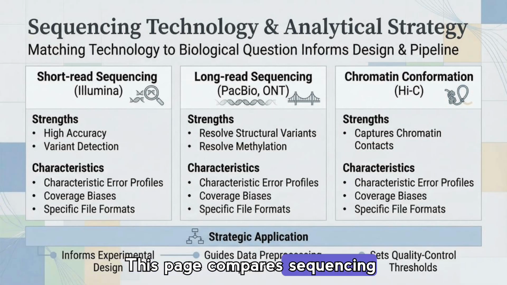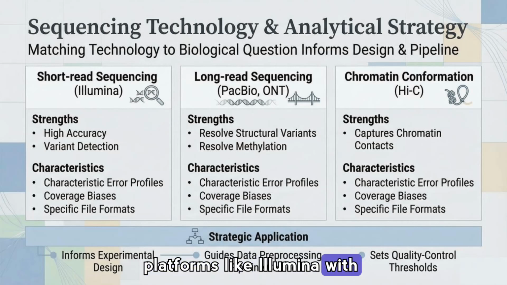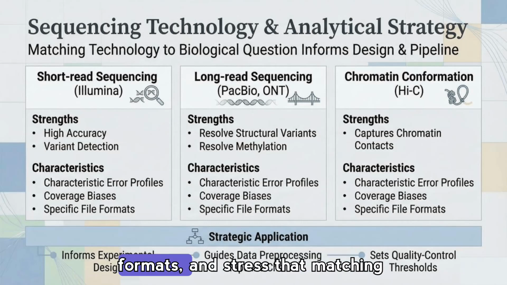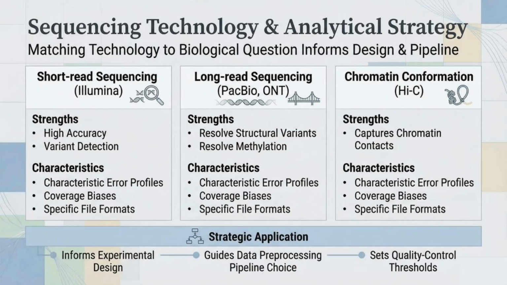This page compares sequencing technologies and analytical strategies, contrasting short-read platforms like Illumina with long-read PacBio or ONT, and chromatin conformation assays like Hi-C. We cover strengths, characteristic error profiles, and file formats, and stress that matching technology to the biological question guides experimental design, pre-processing choices, and quality control thresholds in the pipeline.